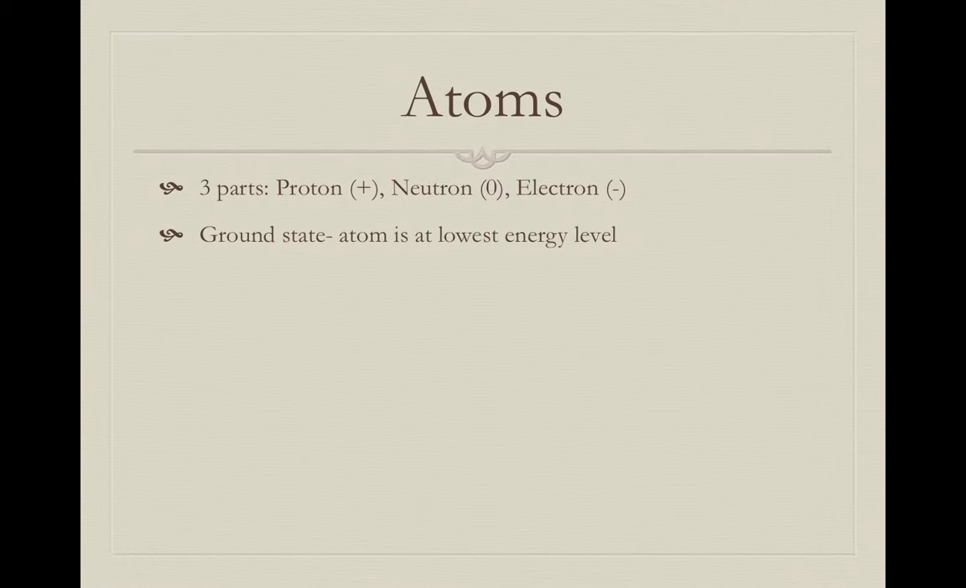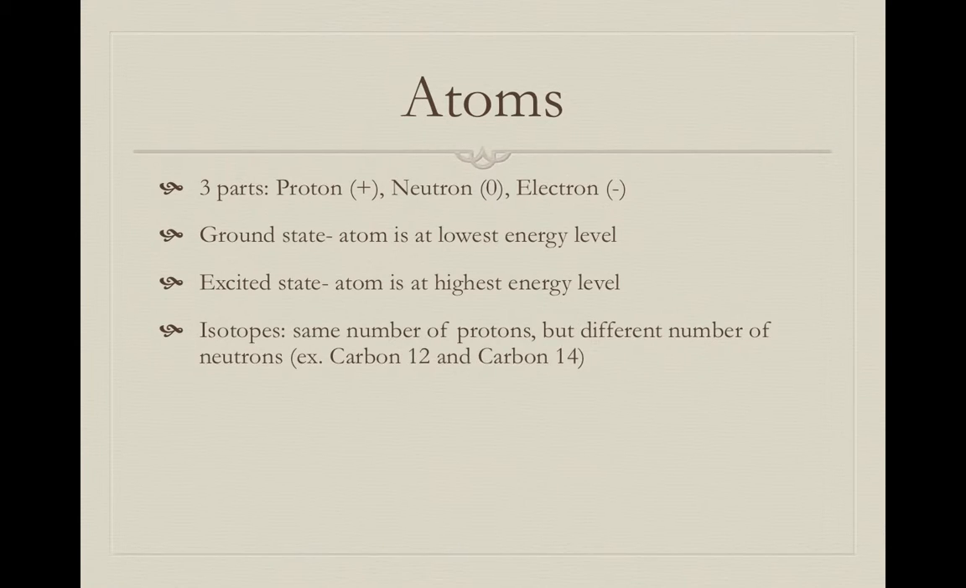Ground state. Ground state is basically when an atom is at its lowest energy level. It has the least amount of energy at this time. An excited state is when an atom is at its highest energy level. So as the atom is gaining more and more energy, it's going to go to a higher excited state.